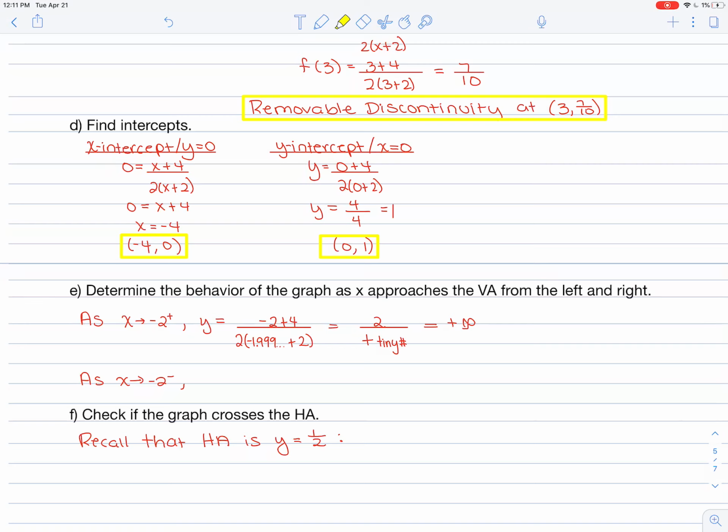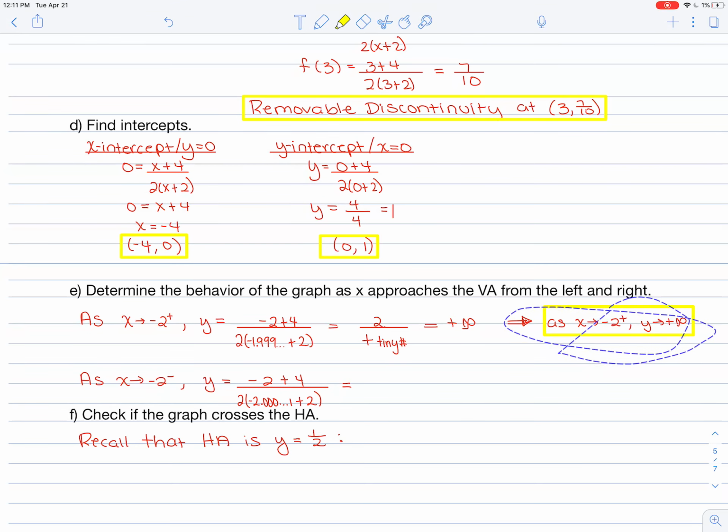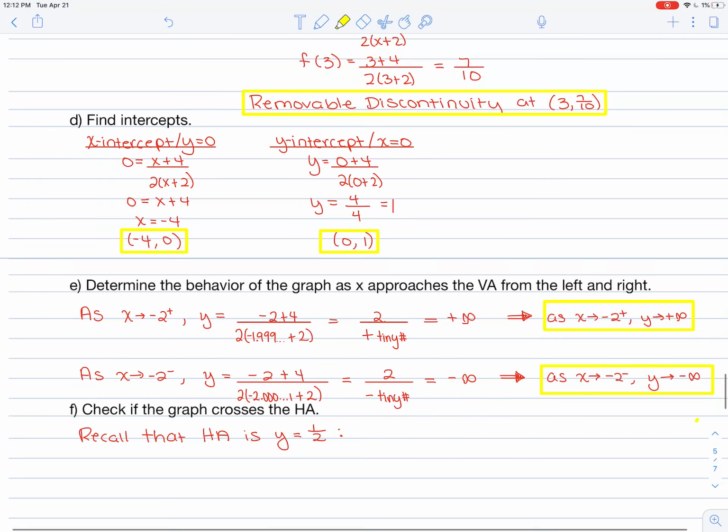Okay, so if we're approaching -2 from the right, remember we're plugging in a number very close to -2 coming from the right. So I plugged in -1.999. We get 2 over a tiny little positive, and that gives us positive infinity. Coming from the left, we can plug in -2.0001 plus 2. So that means we get a tiny negative number, and that gives us negative infinity.